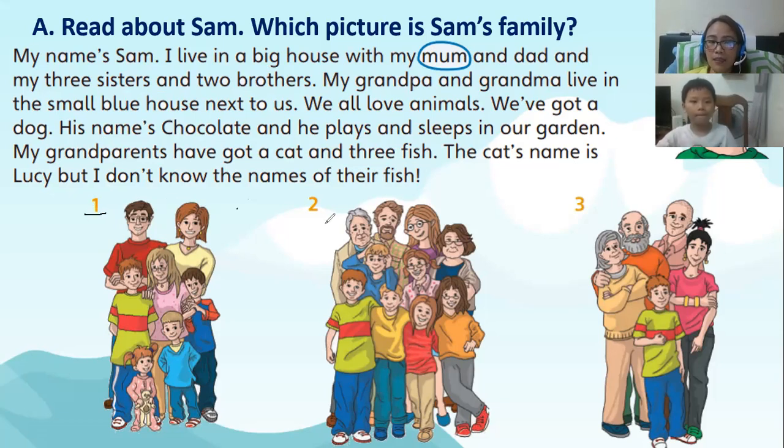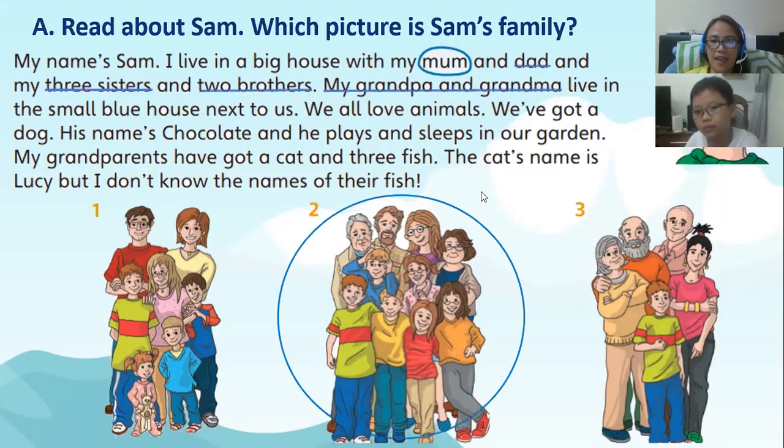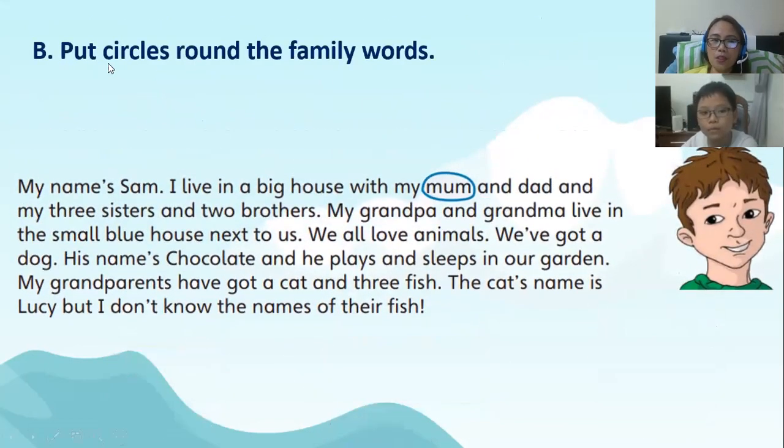What picture is it? 1, 2, or 3? 2. Yes, it's 2, because three sisters, grandpa and grandma, and mom and dad. Okay. Put circles around the family words. For example, mom. So you're going to circle who are the members of the family. We already mentioned it a while ago.